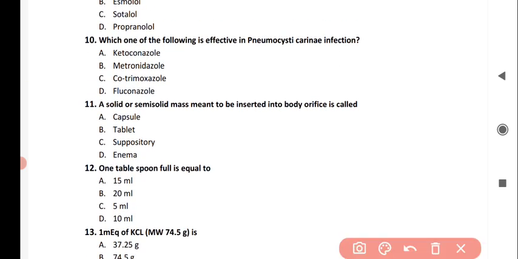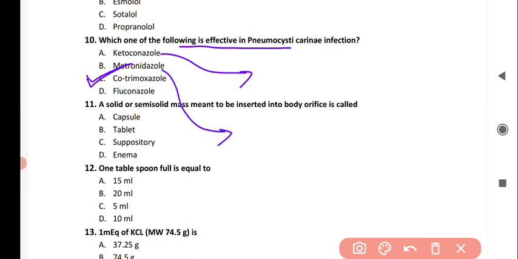The next question is: which one of the following is effective in Pneumocystis carinii infection? The drug cotrimoxazole, which is a combination of trimethoprim and sulfamethoxazole, is used as an effective drug in case of Pneumocystis carinii infection. If I talk about ketoconazole, it can be used in case of candidiasis, blastomycosis, and histoplasmosis.